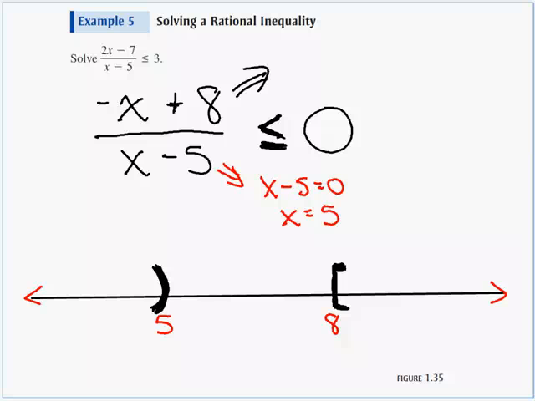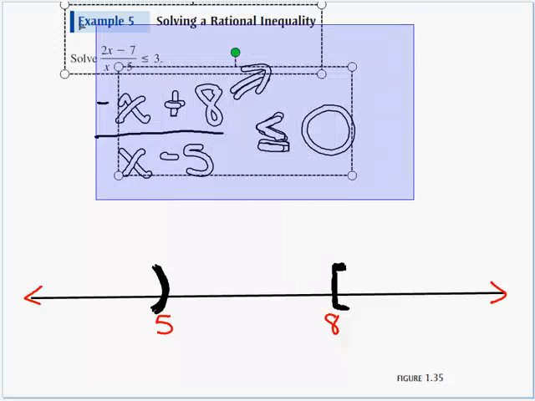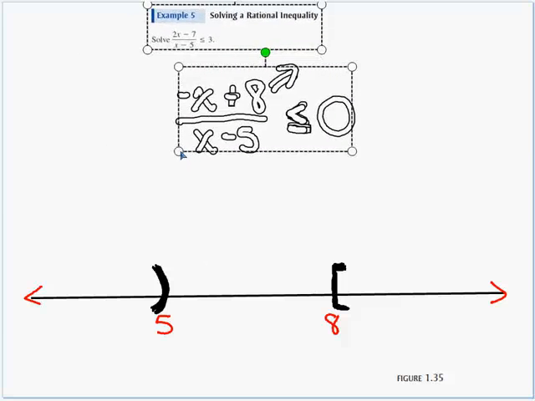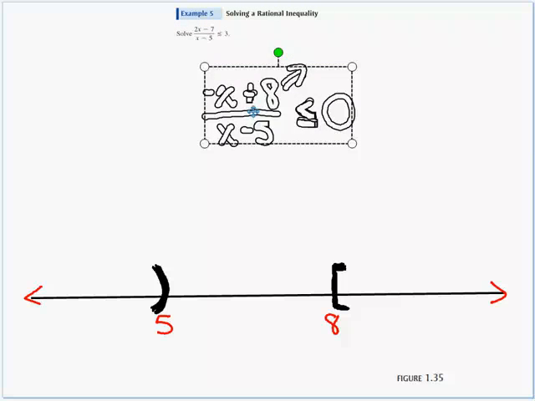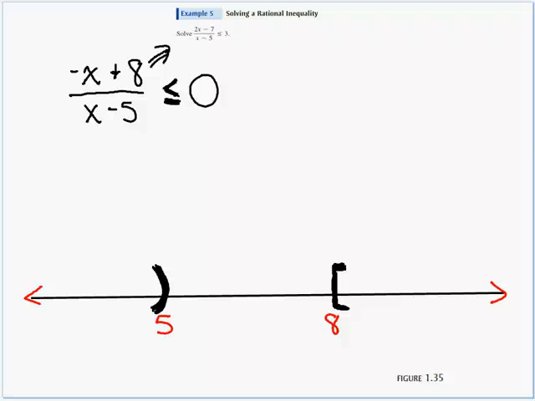Now we've got to figure out where we have a true inequality. So let me get rid of a little of this work around here. We're just going to have to pick some test points and see what it does to our simplified fraction. If I pick a number and make a test interval, how about here, less than 5, let's pick 4 and see what happens. So we're going to take this inequality and plug in 4 for x. The numerator will be negative 4 plus 8, over 4 minus 5. And let's see what happens.